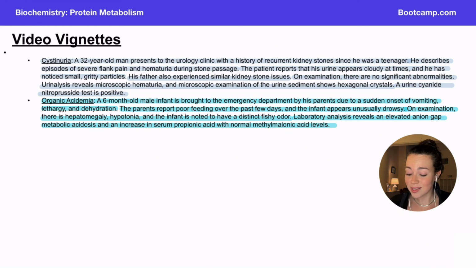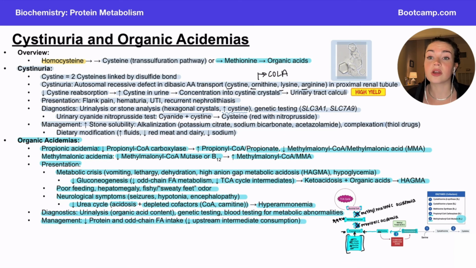Something to note here, I didn't make you work for the elevated anion gap metabolic acidosis because I don't know if you've learned how to calculate that yet, but by the time Step 1 comes around, it is absolutely fair game for them to not tell you that and just give you a bunch of labs and make you figure that out yourself. So, quick wrap up.